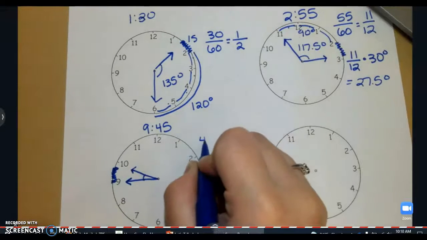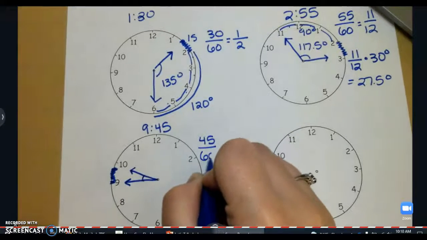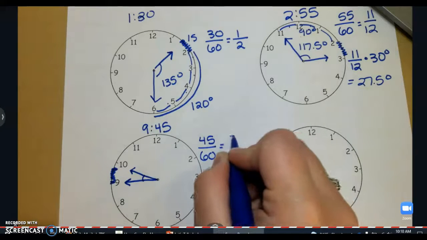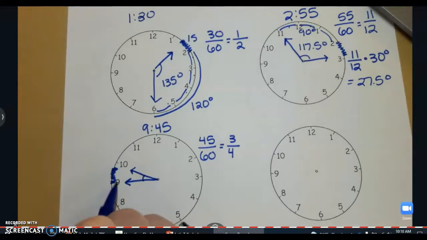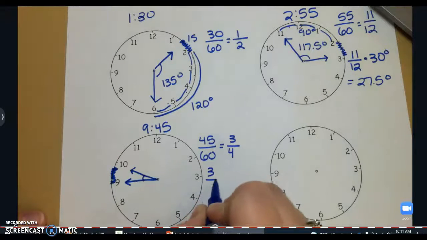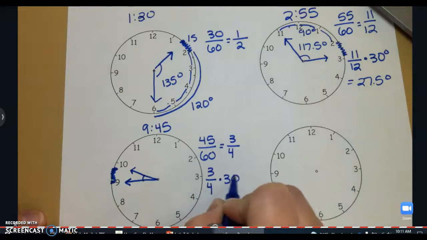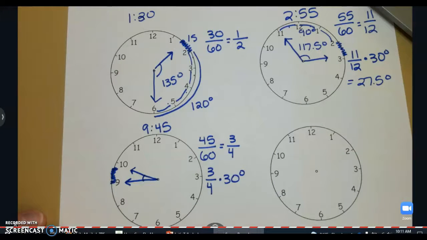So 45 minutes out of the total 60 minutes in an hour have passed. This is equivalent to 3/4 of an hour. So my hour hand has moved 3/4 of the way to the 10. We know the whole distance is 30 degrees, so I need to find 3/4 of 30 degrees. And that would be 22.5 degrees.